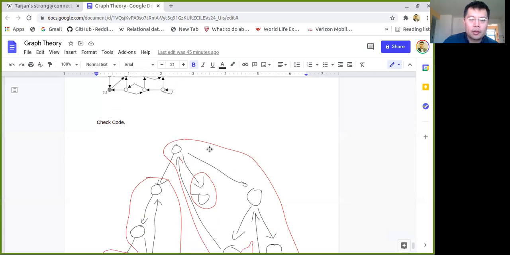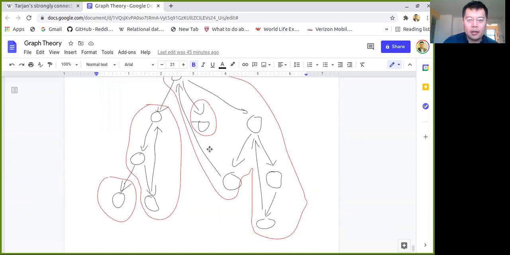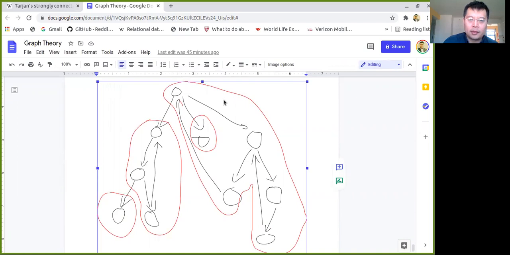So before we go to the code, let's see this. In this graph, we actually have 4 strongly connected components. This is the first one, second one, third one, and fourth. You see, they don't have any two vertices in different SCCs that can reach each other. You cannot travel from one to another and come back.